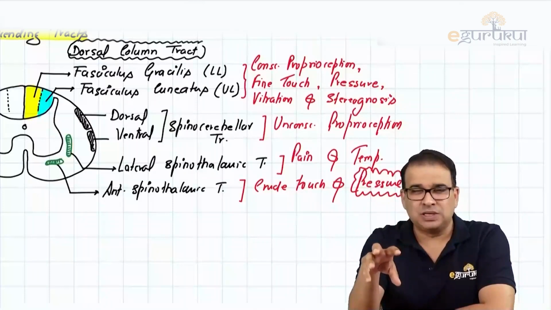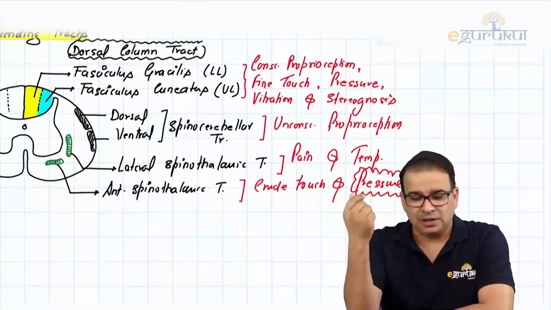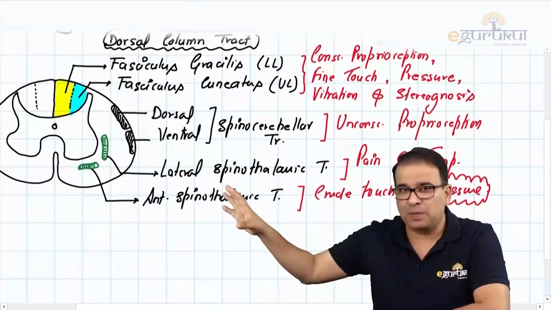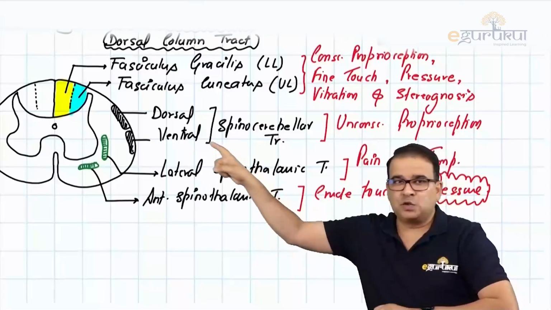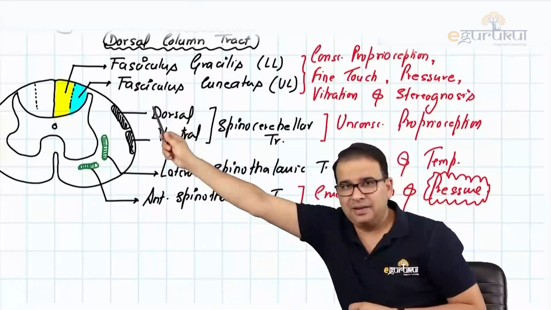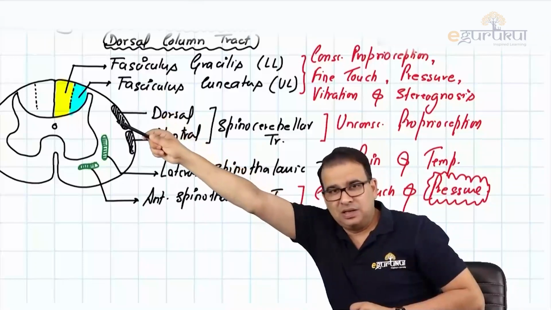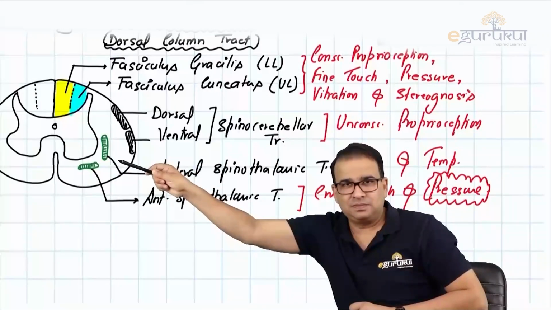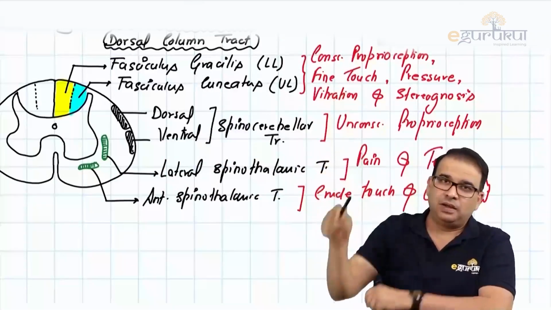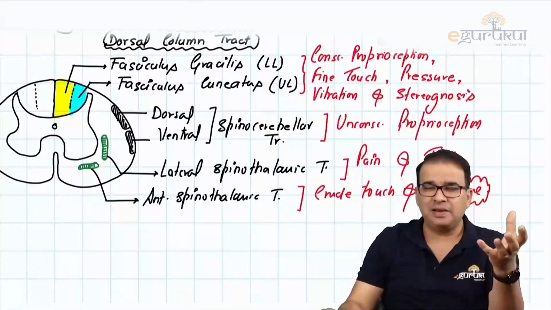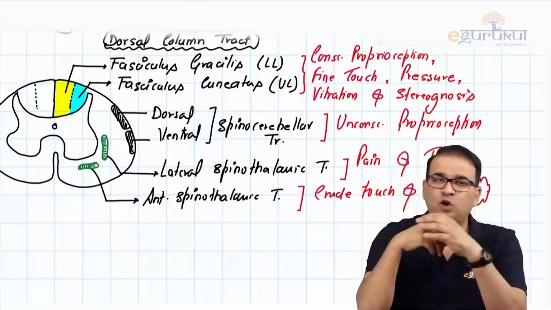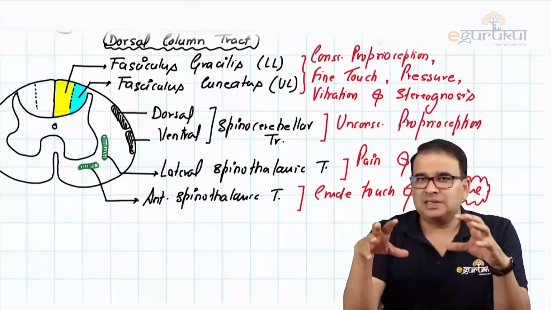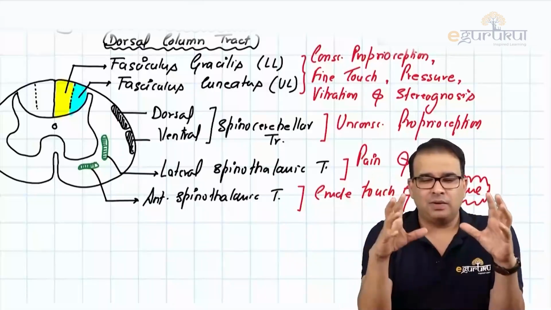From the substantia gelatinosa, the second order neuron will start, and those second order neurons are the ones which will come into this white matter of the spinal cord. Which tract is for pain and temperature here? Lateral spinothalamic tract. So the fibers from the substantia gelatinosa will come into the lateral spinothalamic region, and then they will ascend upward, reach a certain part of the thalamus where they will relay, and from there the next neuron will start, which will go into the cerebral hemisphere.